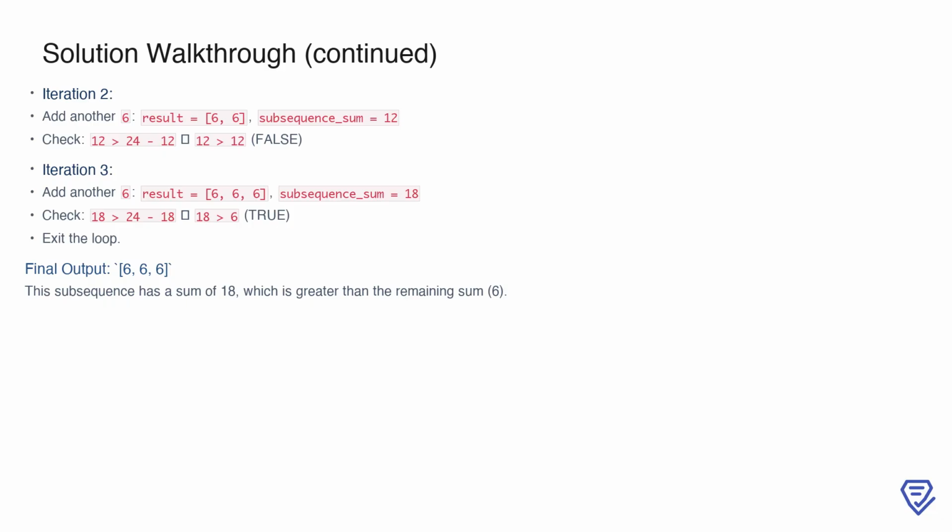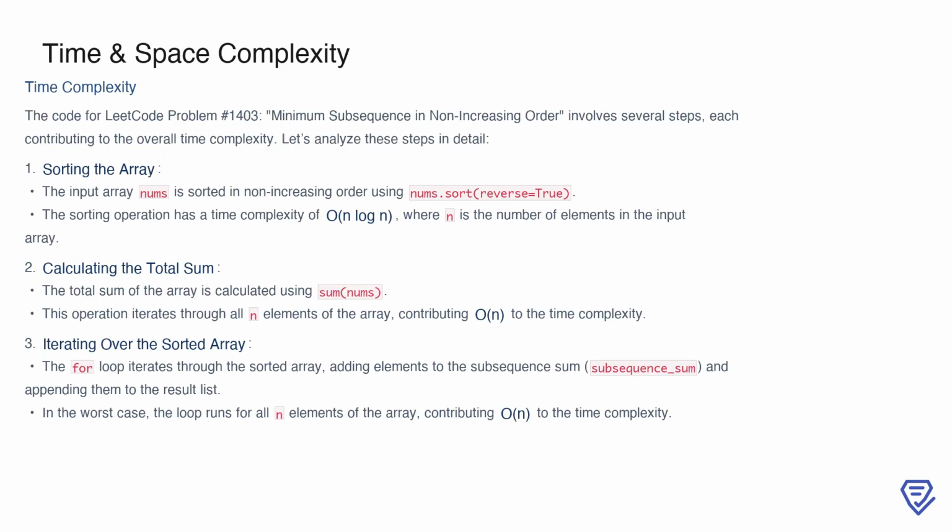The final output for this example is 6, 6, 6. This subsequence has a total sum of 18, which is greater than the remaining sum of 6. To understand the time complexity of this solution, we need to break it down into its key steps.